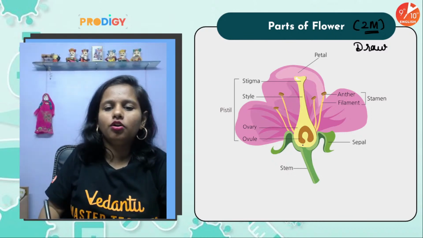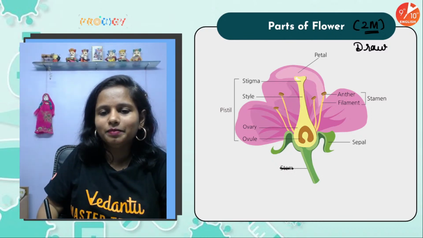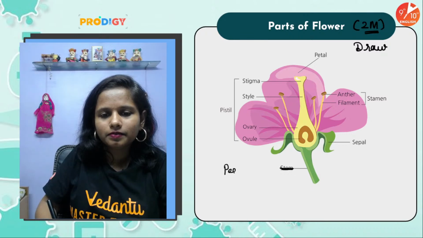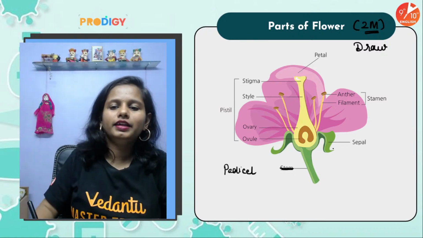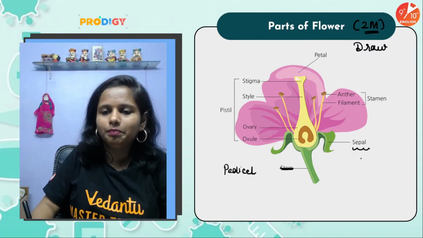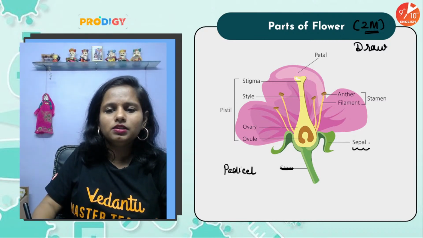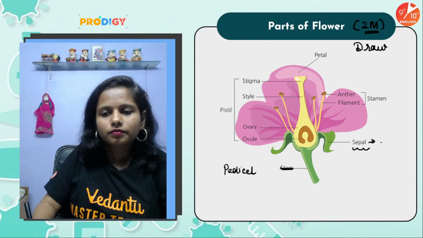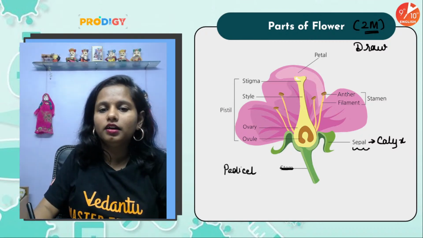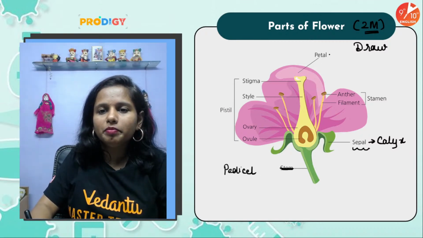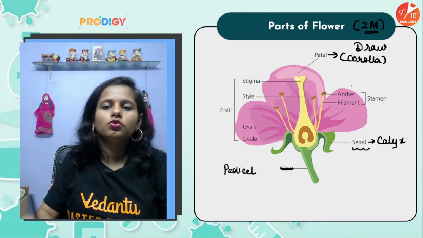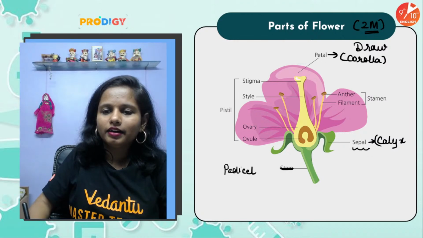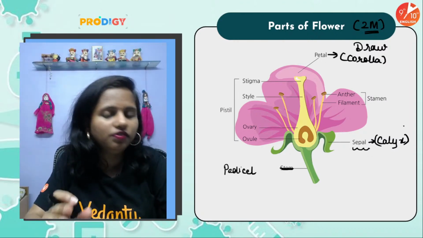So here the stalk of the flower is not called a stem. It's called the pedicel. Then the green colored parts are what we call sepals. Many sepals group to form the calyx. Now there are colorful petals. Many petals group to form the corolla. So calyx and corolla are the outer walls of a flower.